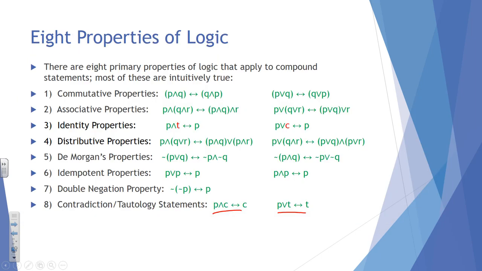Okay, so that wraps up this section. You should now be able to recognize the 8 properties of logic and be able to use them and prove any one of them using a truth table.